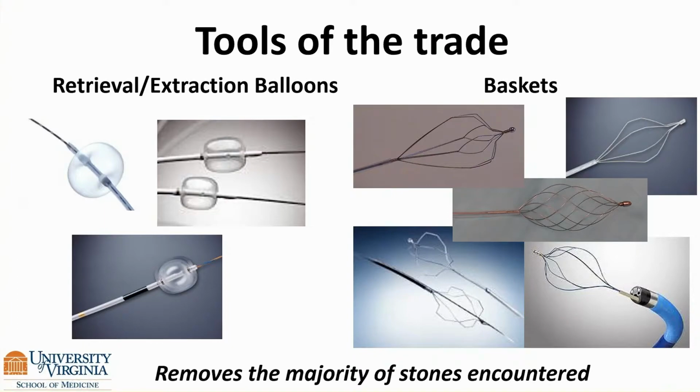So with respect to your average biliary stone, these are the tools of the trade. On the left, you can see the extraction balloons, all of these are commercially available, and some are represented here. Similarly, on the right, the baskets that you can find. And really, for the majority of small stones, either of these techniques with a sphincterotomy will be successful.